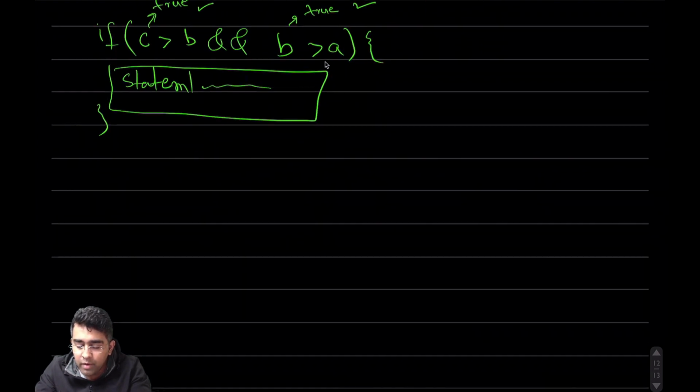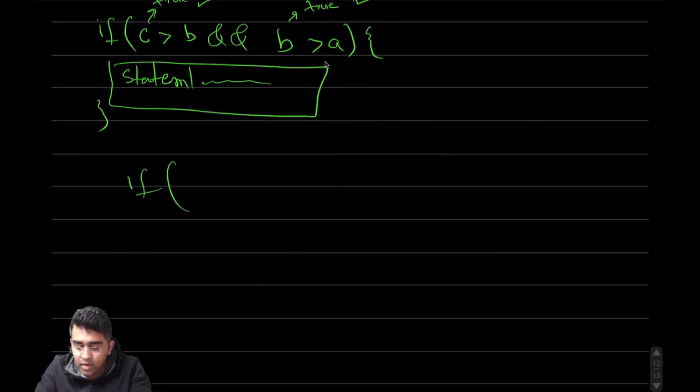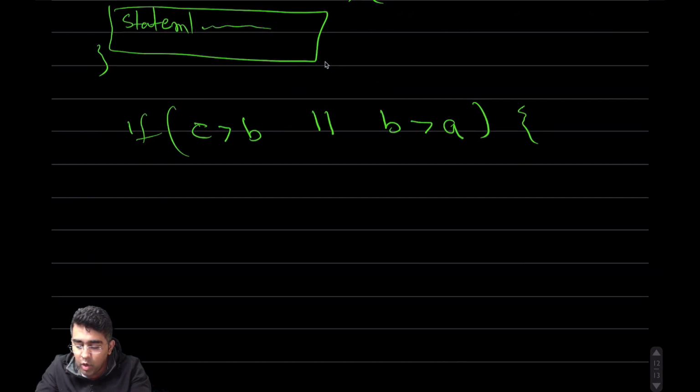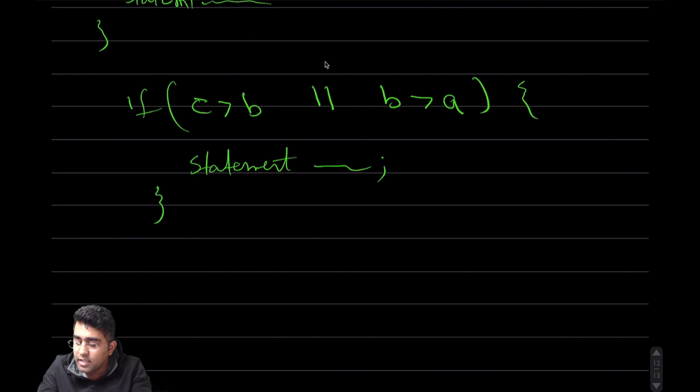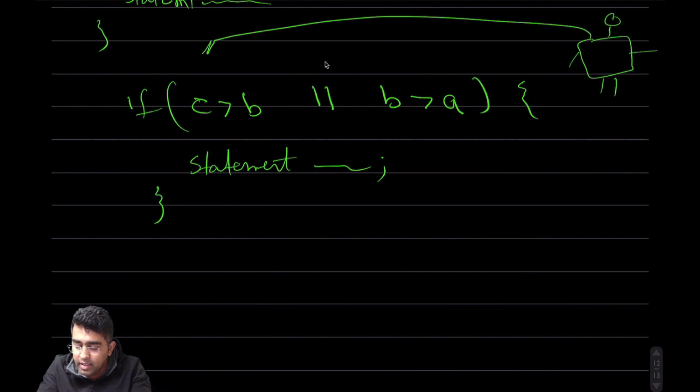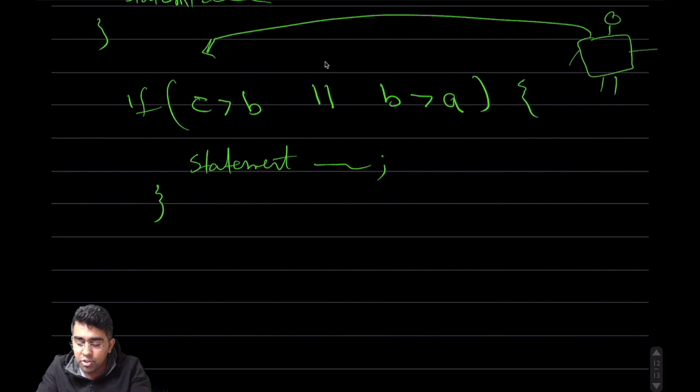So what about OR? If I say if C is greater than B, or B is greater than A, then we run our statement here. Okay, now what's going to happen here? So this time the compiler will come here. Let's say this guy is a compiler, okay? This guy comes here and sees, okay, there is an if condition. It will go and check for this first. So let me just remove this and change the color, make it better. So we check for this and we check whether it's true or not.